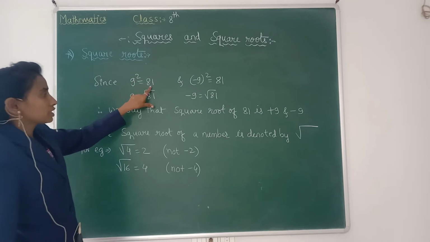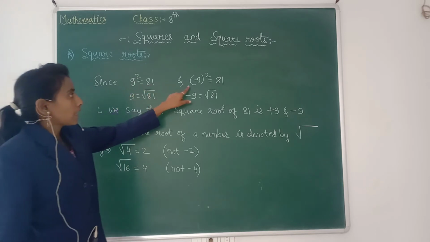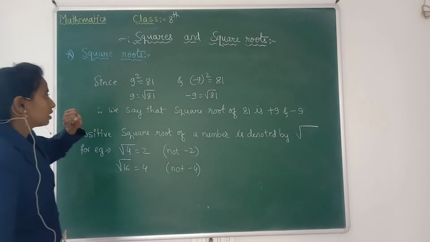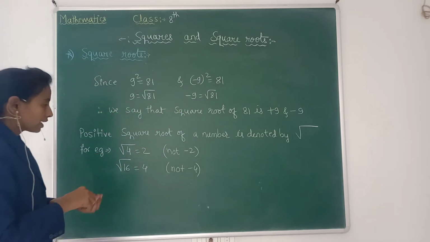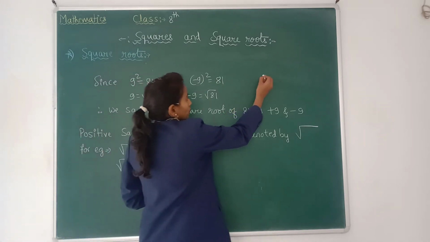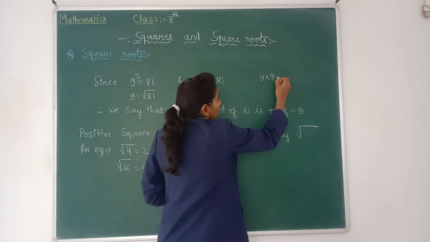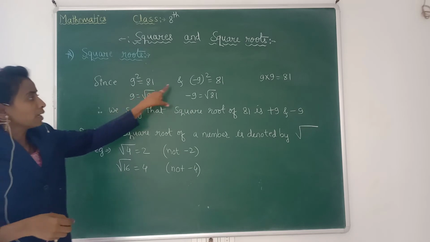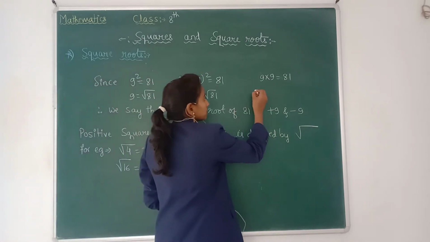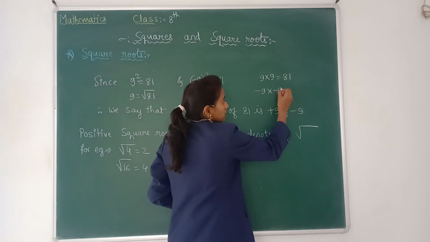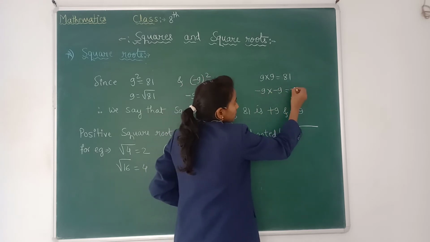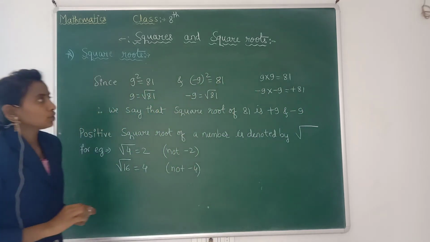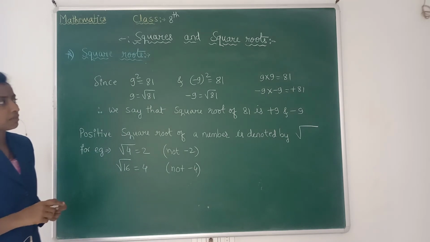9 square is equal to 81 and minus 9 square is equal to 81. So when you multiply 9 square, 9 into 9, you get 81. Okay, so this is 1. And minus 9 square: minus 9 into minus 9. Minus into minus becomes plus. 9 9s are 81. Means again you get 81 only.